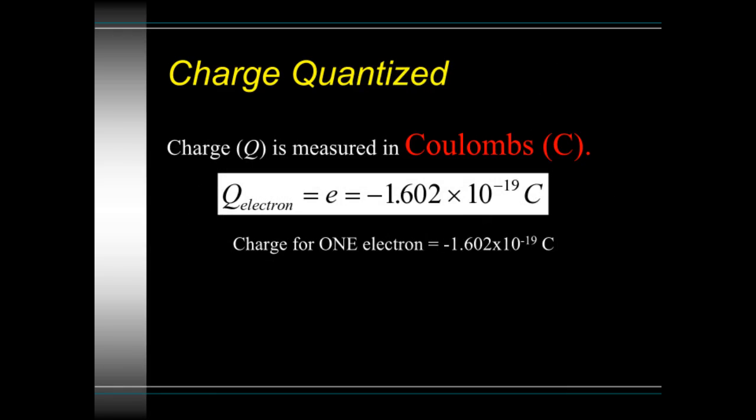To quantify the charge, we use simply a capital Q to represent it. Q is the amount of charge, in a unit of coulombs. One electron has a very small negative charge, with an amount of 1.602 times 10 to the negative 19 coulombs.